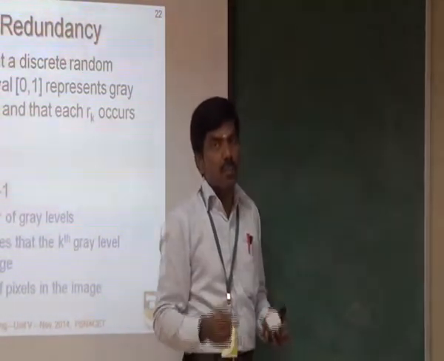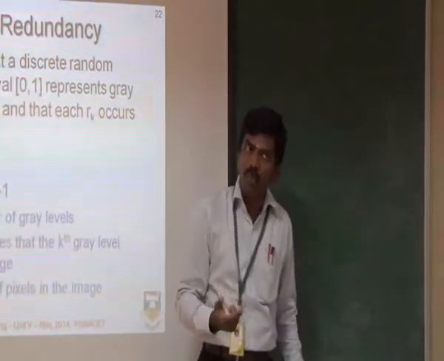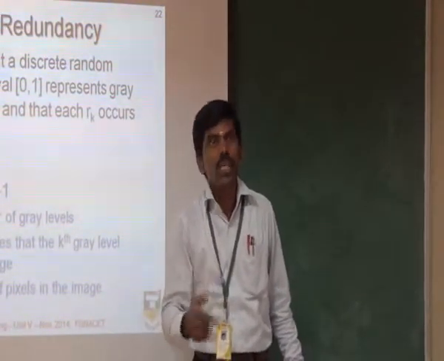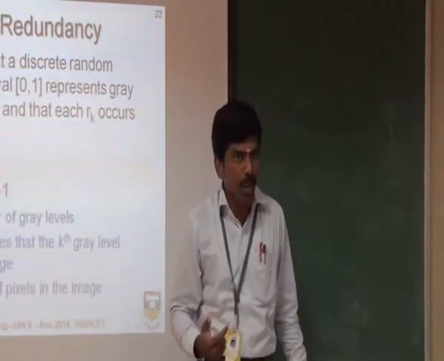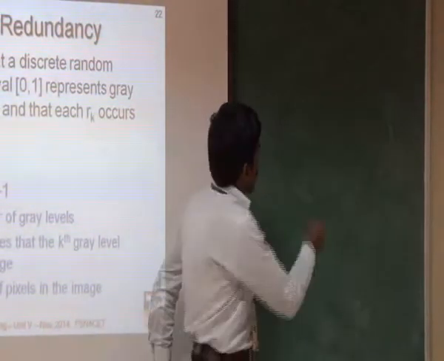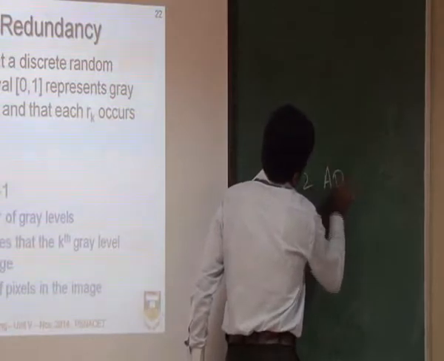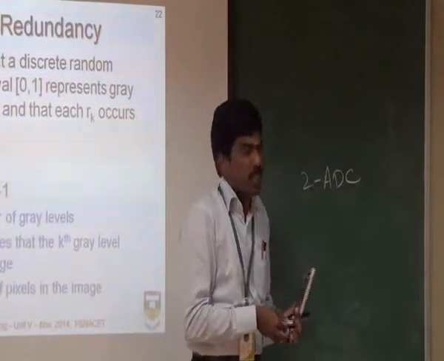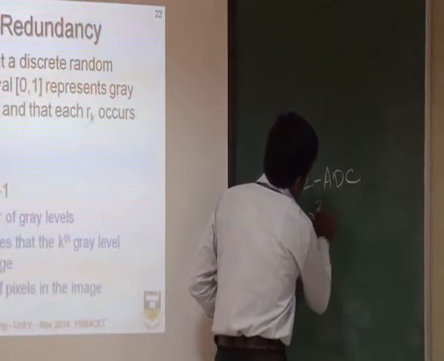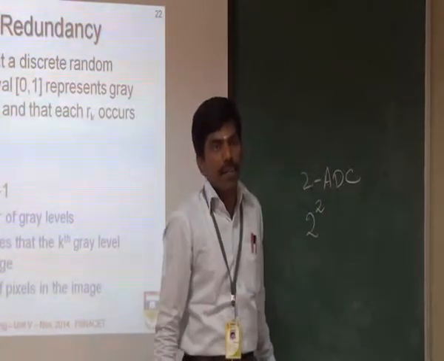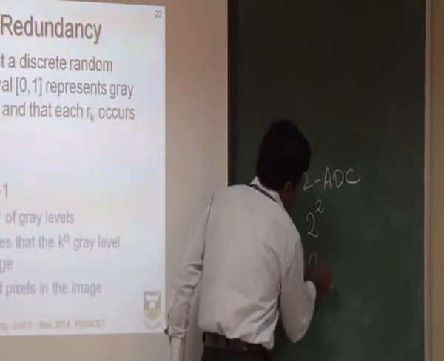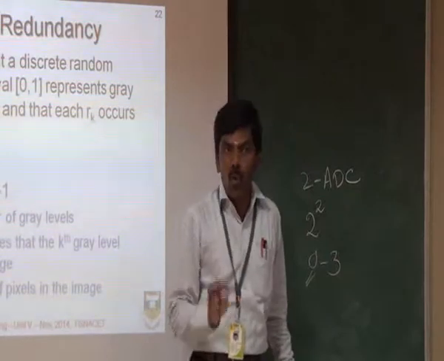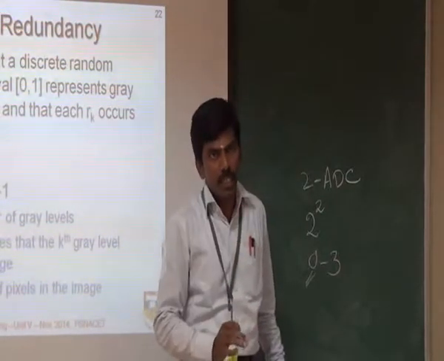One example from digital image processing, and signal processing as well, is the analog to digital converter. Suppose I take a 2-bit ADC. Then the number of gray levels is 2 power 2, so 4 gray levels, 0 to 3. 0 indicates pure black and 3 indicates pure white, with gray levels in between.